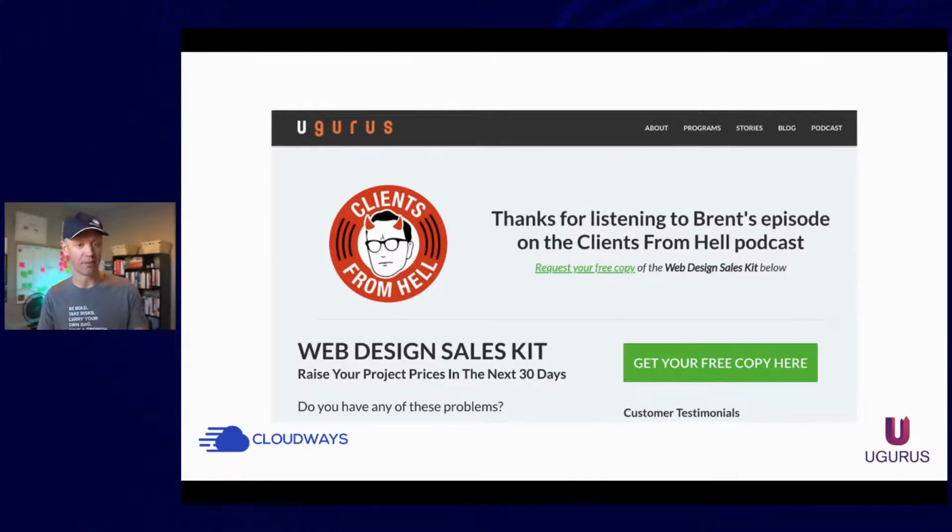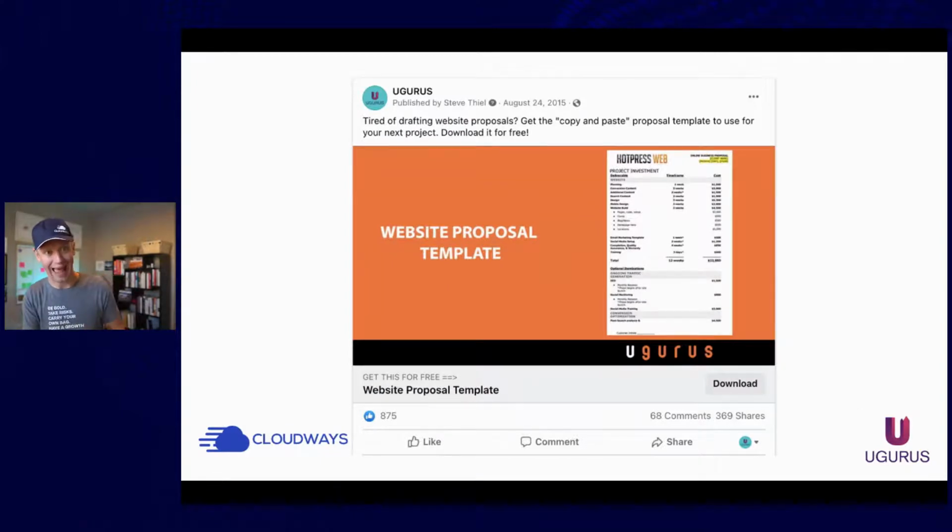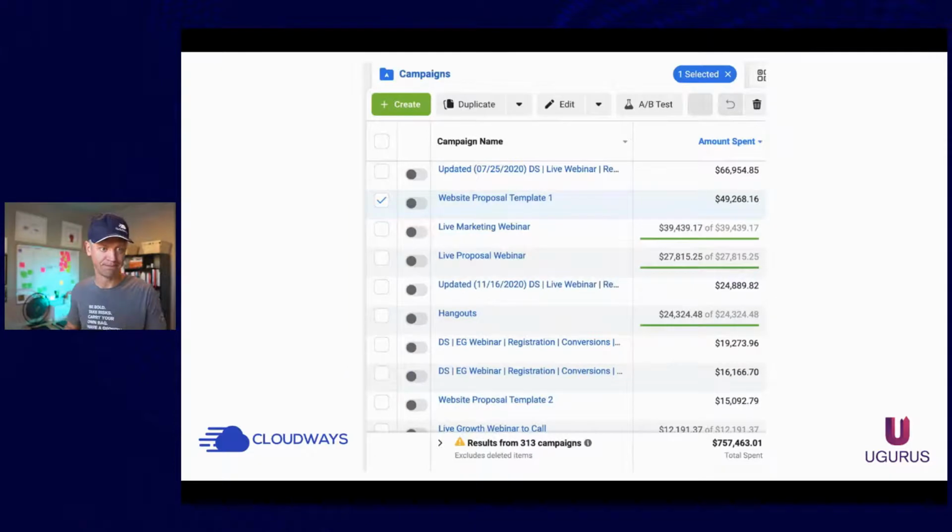I showed you all my proposal earlier. This is an ad that we ran on Facebook for our web design proposal. You can see here, we got 370 shares, 875 likes. People liked this thing. So we put some traffic behind it. Here's a list of my lifetime spend on Facebook ads. And check this out, website proposal template. That one lead magnet, I've spent over $50,000.